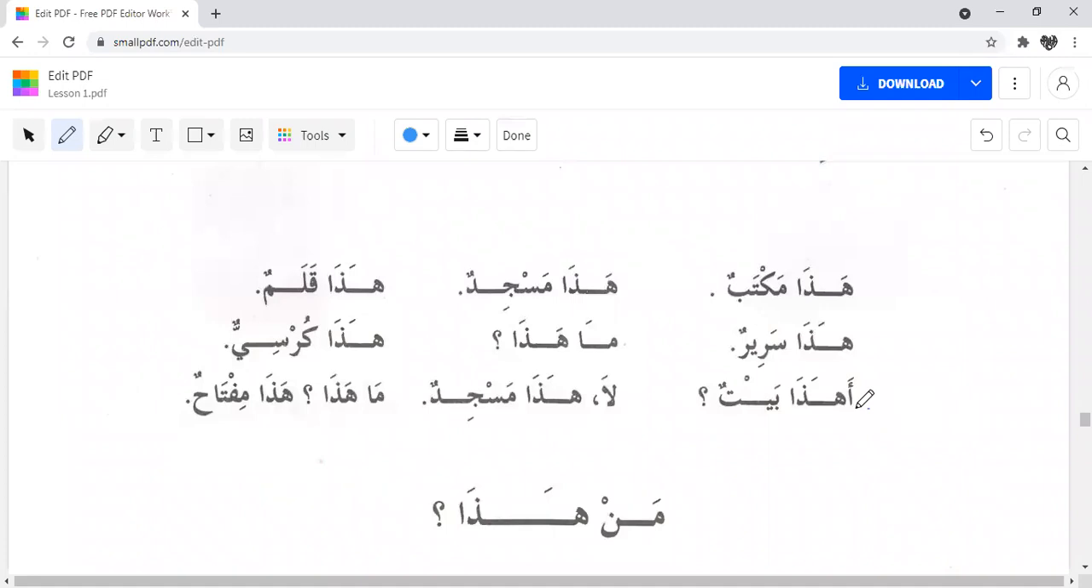Can you please read this line? The last one here. Haza baitun, la haza masjid, ma haza miftahun. Very good. Did you understand the meaning? Zainab, do you know the meaning of this? This is a house. Did you say, is this a house? What about this alif here? Is this a house? It's a question, right? And what about here? What does this mean? La hada masjidun.